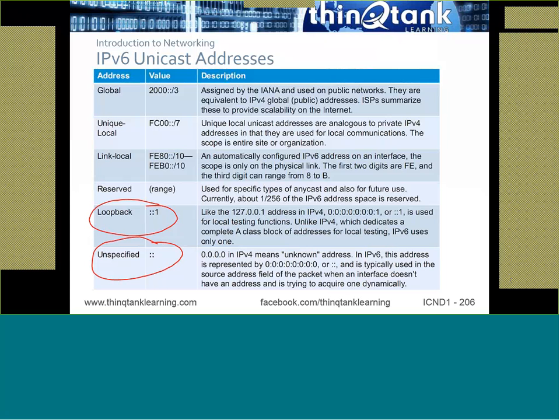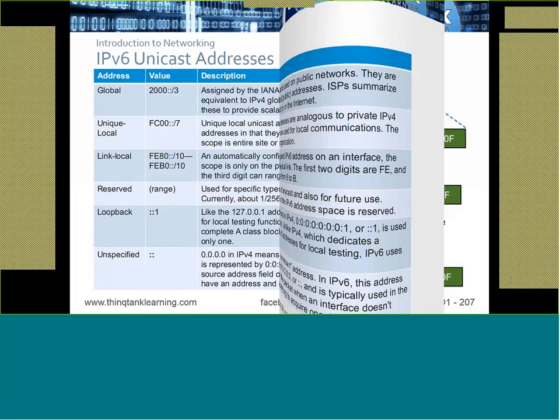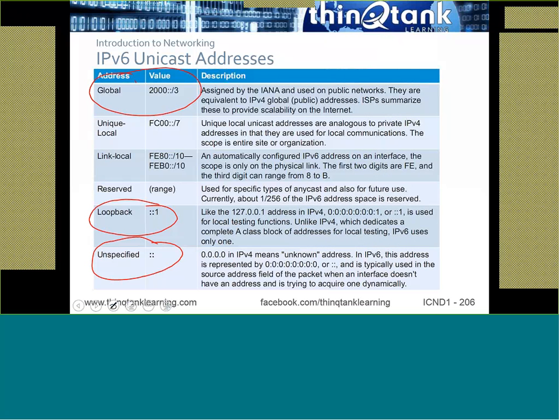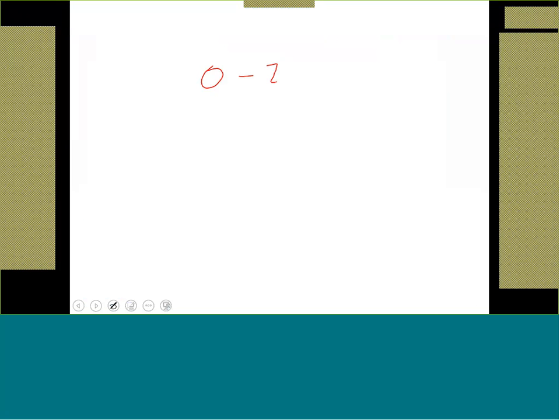The other one I want to talk about here is this global space. This is something that they did very differently in IPv6 that we didn't see in IPv4. First of all, we know in IPv4, 0 to 255 is our range of addresses, based on the value in the first octet, isn't it?